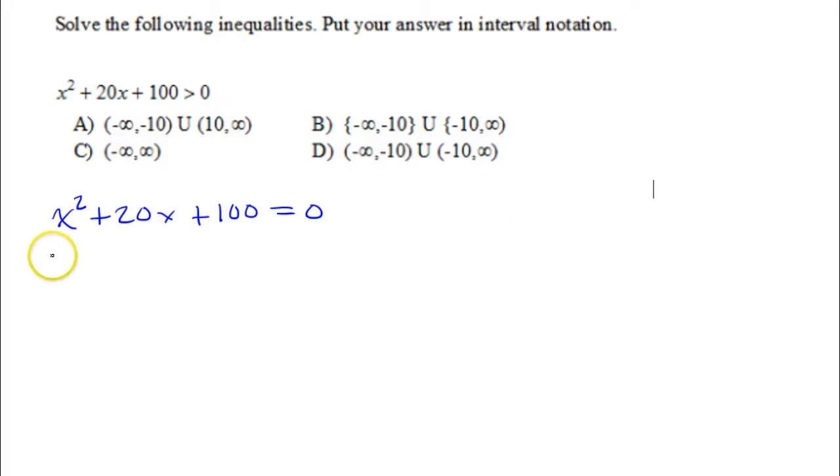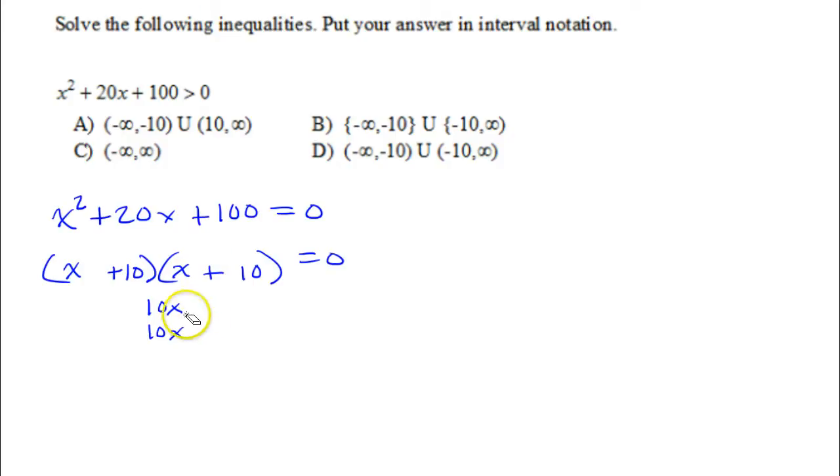To solve this, let's try factoring. Alright, x squared can only be x times x. 100 can be several things, but let's try 10 times 10. We know that inner plus outer equals middle, and inner we have 10x, and outer we have another 10x. That makes 20 if they're both positive. So there we factored it.